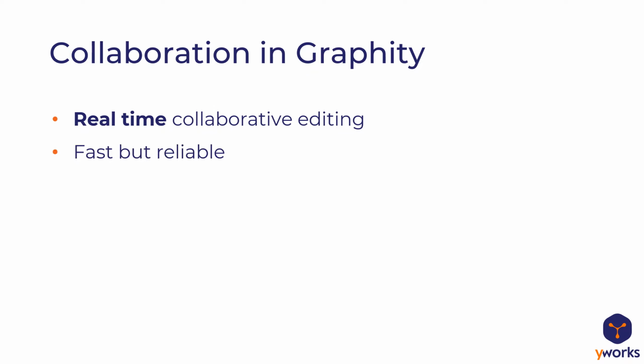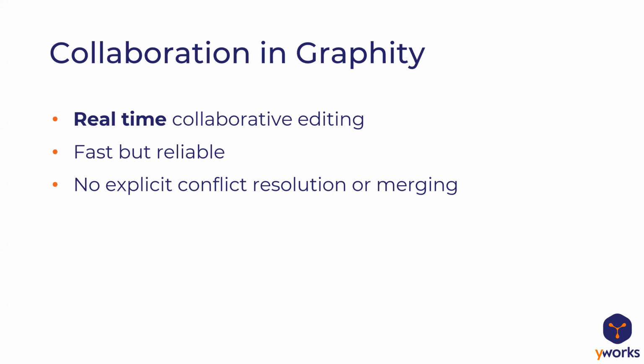We also want the feature to be fast, but still reliable. This is very important when you're working with graphs, because it's very easy to mess up the graph model. And we also don't want any explicit conflict resolution or merging. Maybe you are in software development, and even then it's very difficult to merge texts, and it's even more difficult to do this for graphs. So one of the aims was not to have this kind of extra complexity.